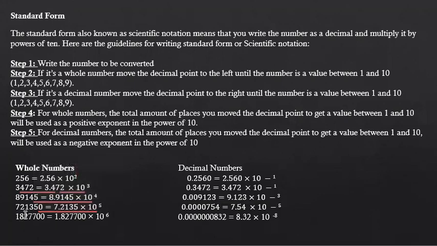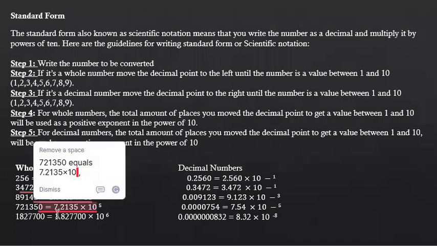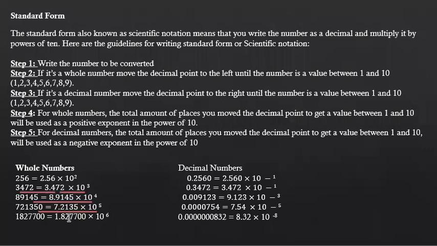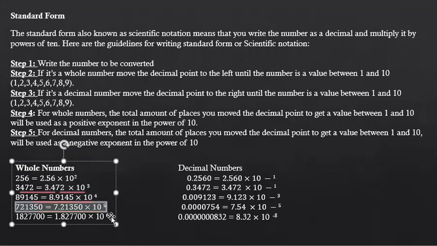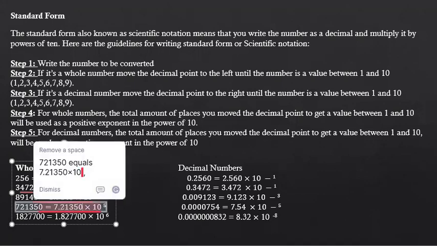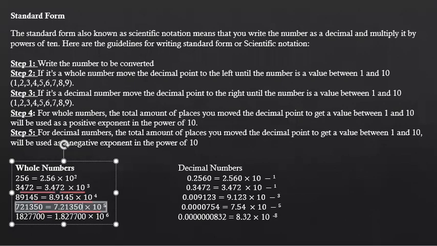We have 1,827,700. In scientific notation, we move 1, 2, 3, 4, 5, 6 places to the left. So it becomes 1.827700 multiplied by 10 to the power of 6. I put a mark on the 0 here, right? Likewise, it could also be 1.8277 by 10 to the power of 6. It will mean the same thing. The zeros are just used as a placeholder to represent the value that it has.